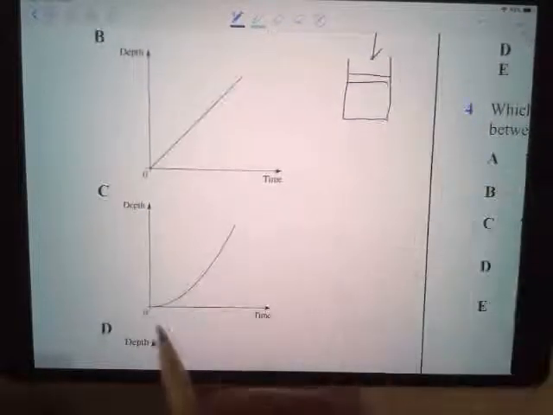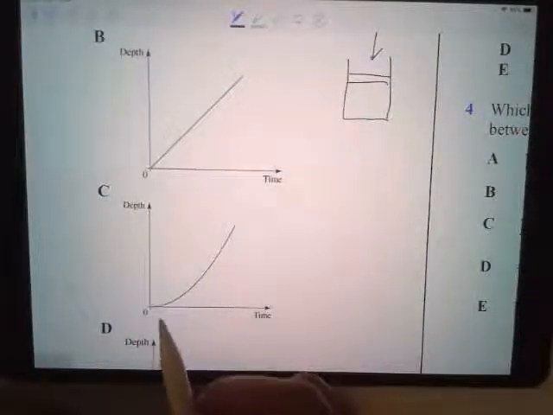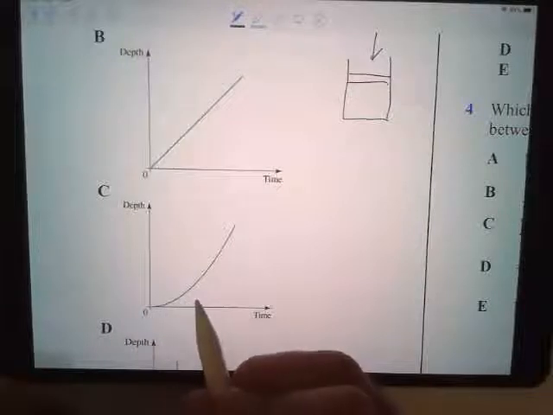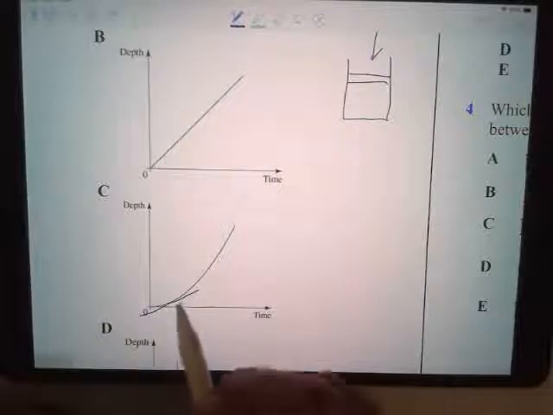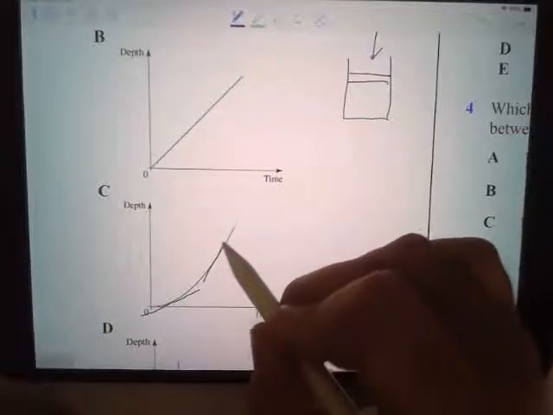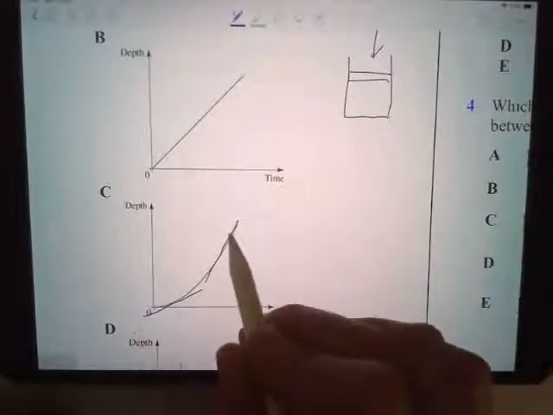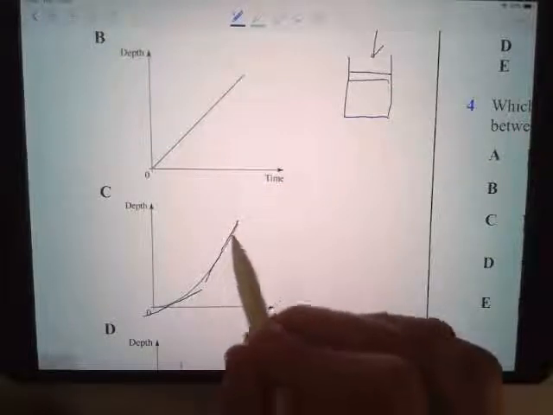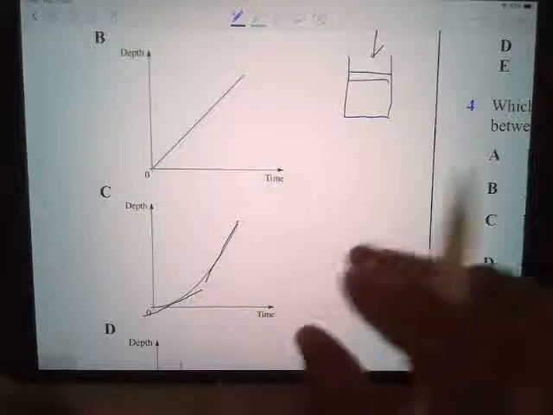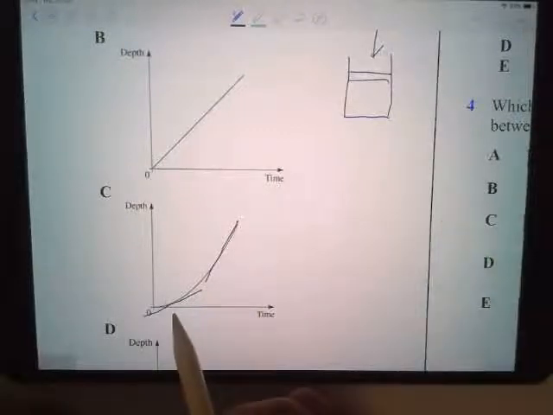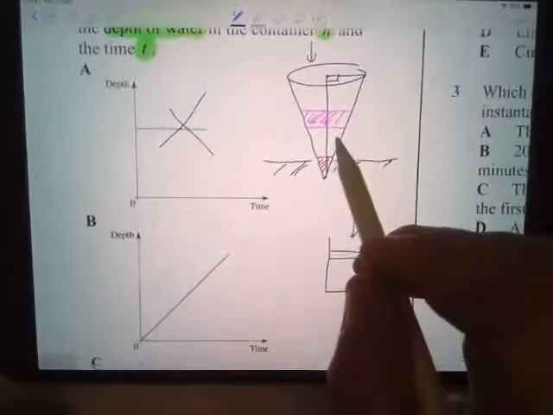If we look at C, the depth, remember, look at the rate. So the steeper the gradient, the quicker the depth is changing. So now we have here the gradient at any point on this graph, and we can see that the gradient is increasing. If the gradient is increasing at the end, it means that the depth is changing much quicker than at the start. So that will be the opposite of what's happening here.